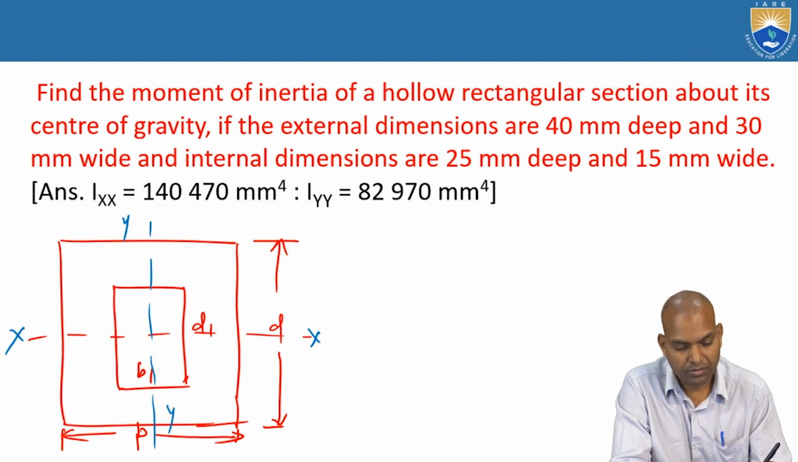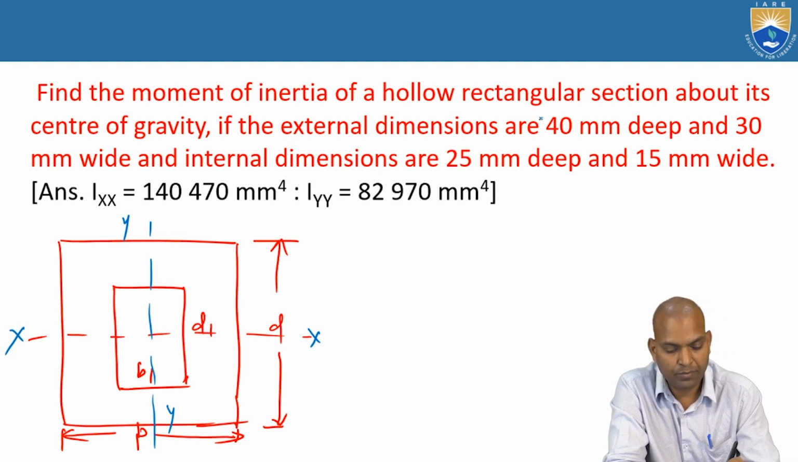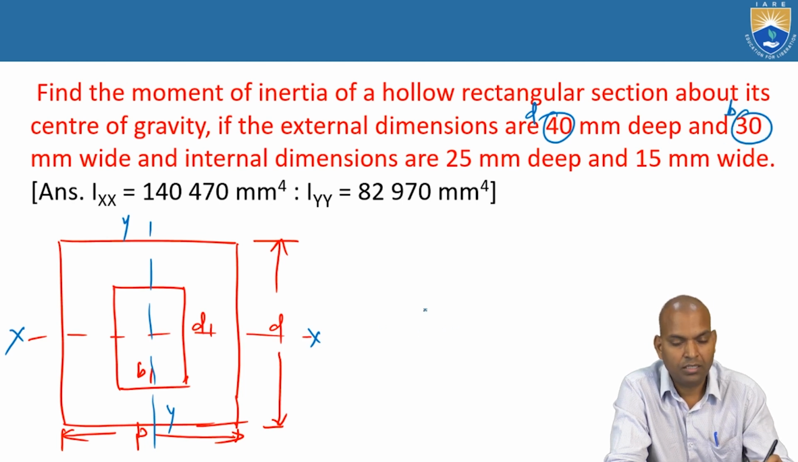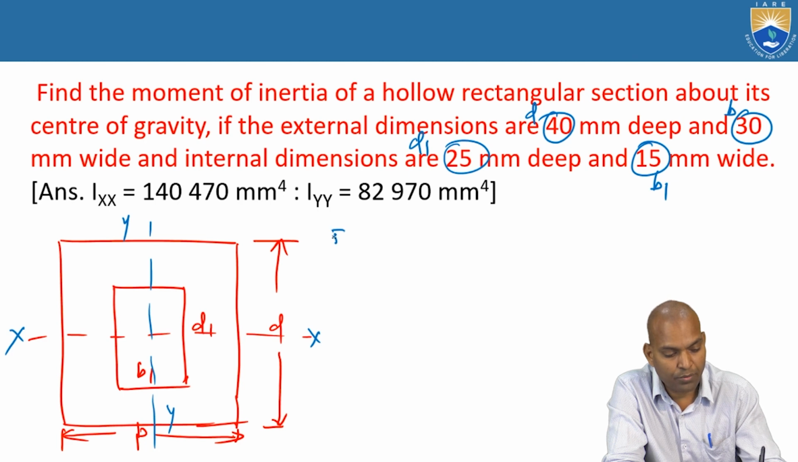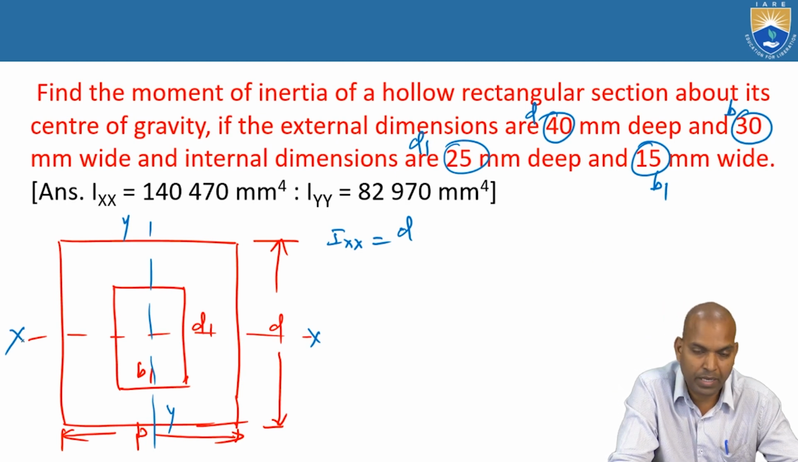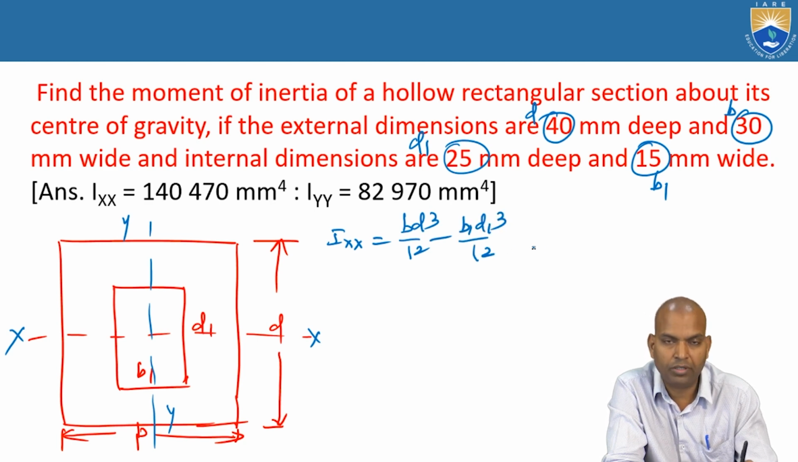Here, about the center of gravity, the external dimensions are 40 millimeters deep for D and 30 millimeters wide for B, and the internal dimensions are 25 millimeters for D1 and 15 for B1. Now what is IXX for this type of section? About the center of gravity, parallel to the XX axis, it is BD cube by 12 minus B1 D1 cube by 12.